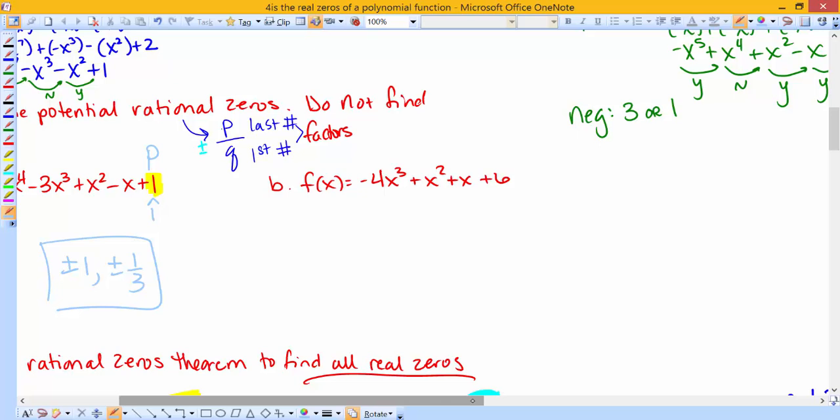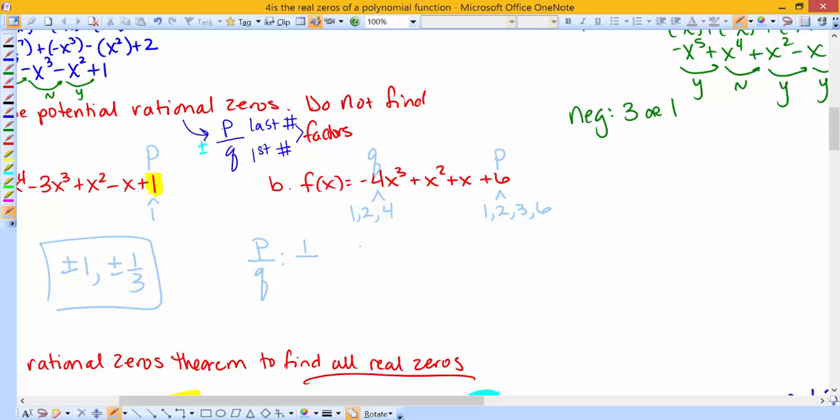Now you're really going to see this here. What divides into 4? 1, 2, and 4. And those are our Q's. What divides into 6? 1, 2, 3, and 6. So we got our work cut out for us. So I'm going to start this. Don't forget it's P over Q. And the P's are 1, 2, 3, and 6. So I'm going to start with 1.